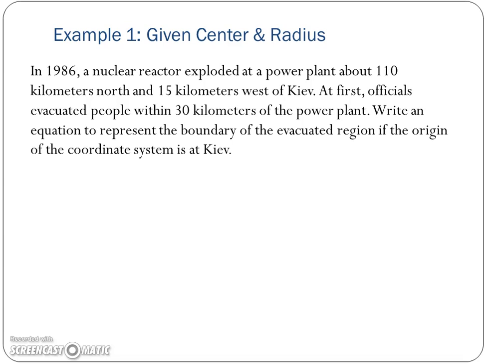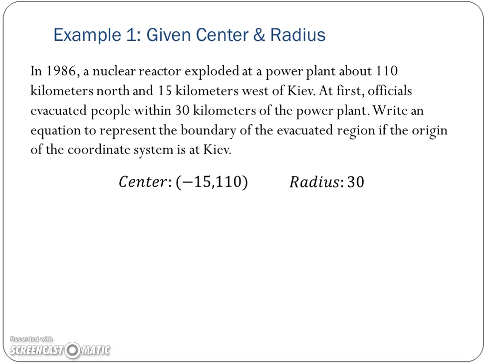In 1986, a nuclear reactor exploded at a power plant about 110 kilometers north and 15 kilometers west of Kyiv. At first, officials evacuated people within 30 kilometers of the power plant. Write an equation to represent the boundary of the evacuated region if the origin of the coordinate system is at Kyiv. So if we're going 15 kilometers west, that's negative 15, and then 110 kilometers north, that's a positive 110 for our y. So our center is (negative 15, 110). Our radius is 30 kilometers.